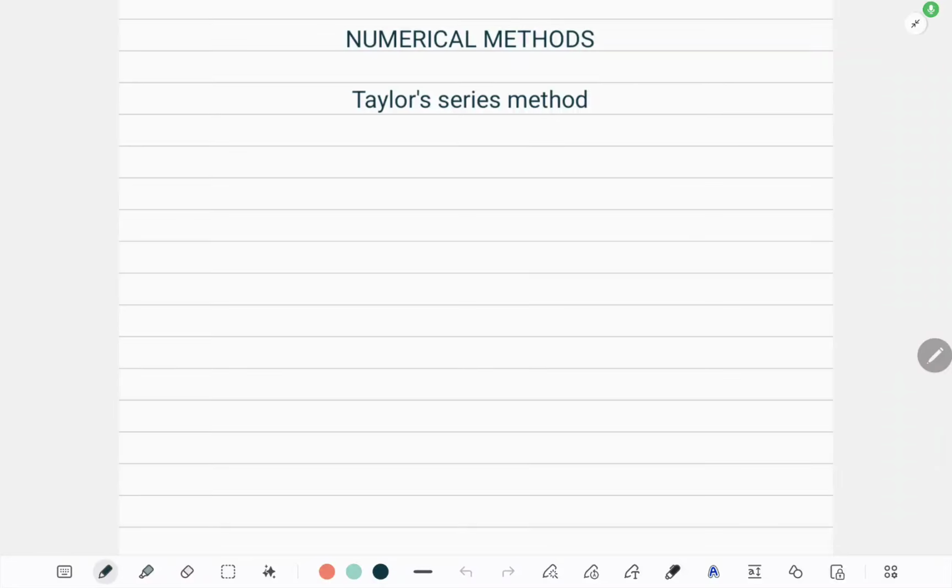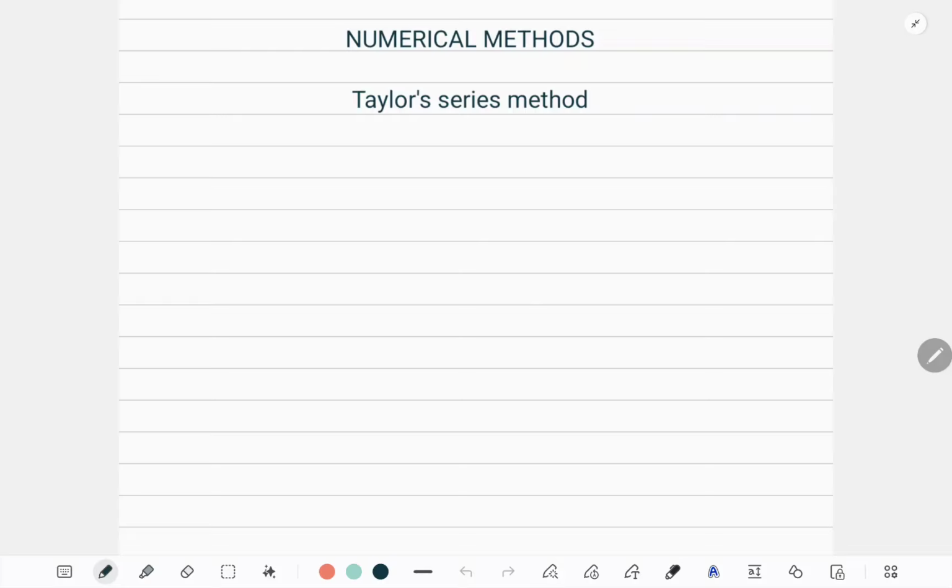Students, let us learn the Taylor series method to solve differential equations by numerical methods. Numerical methods is a very important tool which helps to solve simultaneous equations, polynomials, as well as partial differential equations and differential equations. So now we will study how to solve the differential equation. The very first method is the Taylor series method.